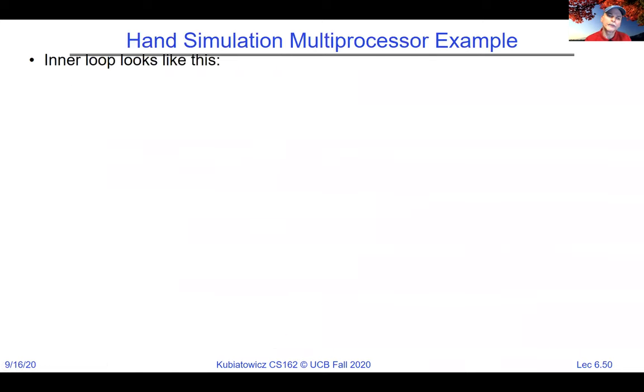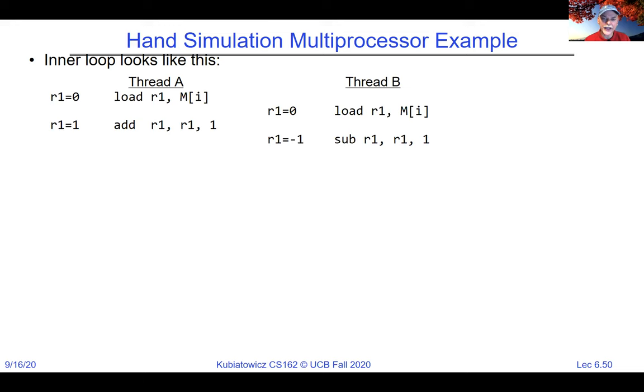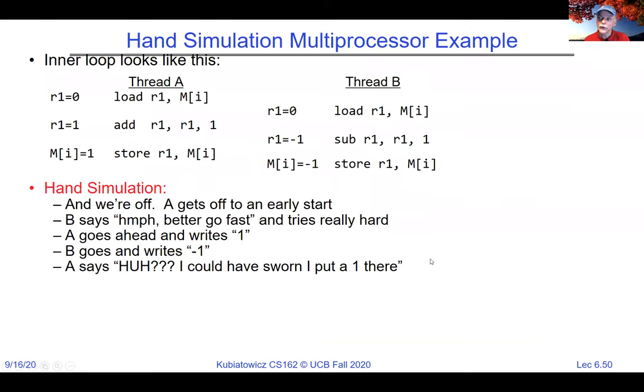So the inner loop looks like this. We load, we add, we store. And notice what just happened. Thread B overwrote the results of thread A. So the hand simulation here is like, oh, and we're off. A gets off to an early start. B says, gotta go fast, tries really hard. A gets ahead and writes a 1. B then goes and writes a minus 1.